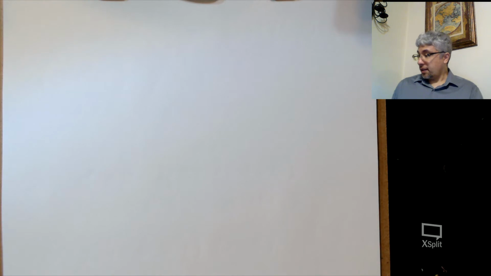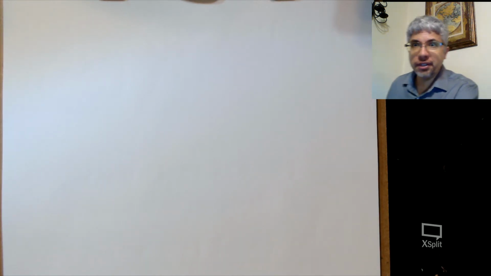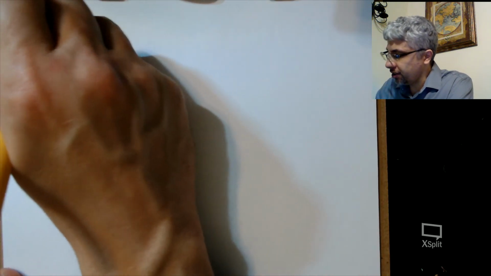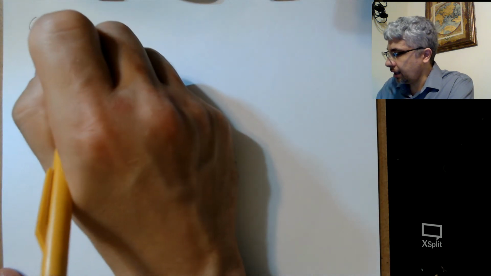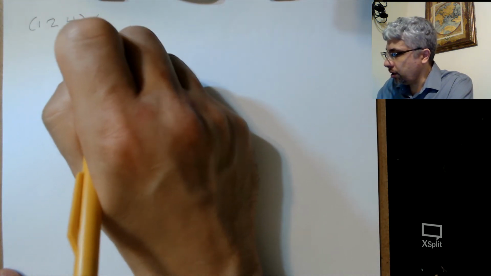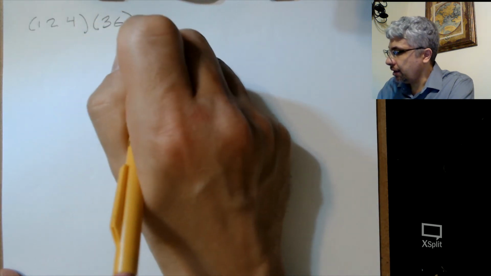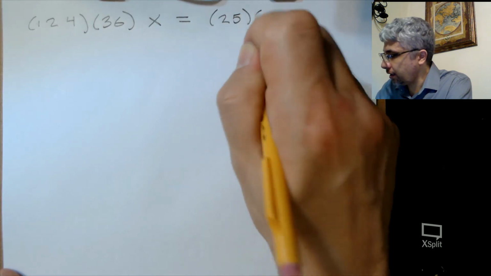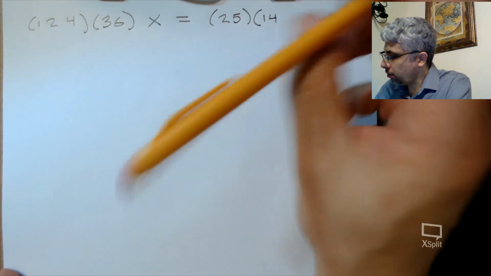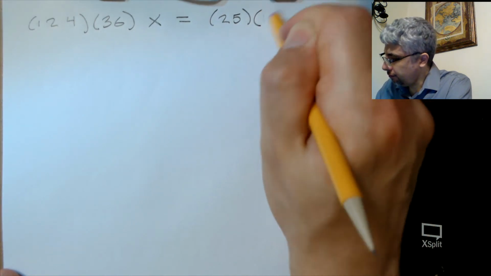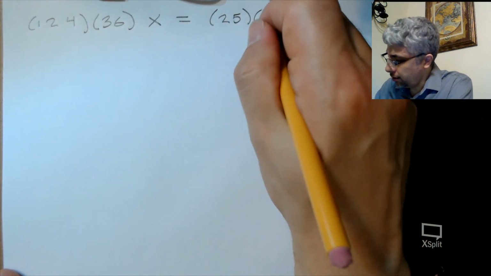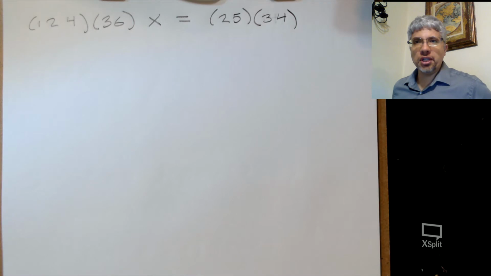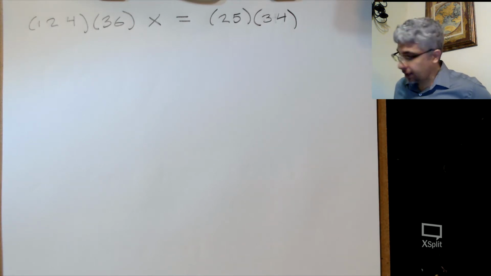Hello, class. I want to do a computation inside a permutation group. So I should tell you where I am. I'm in S6, and I have (1 2 4)(3 6) x = (2 5 1)... no. Let's make it (3 6)... no, (3 4). Okay, so that's a computation that I clearly just made up on the spot, and I want to solve it.